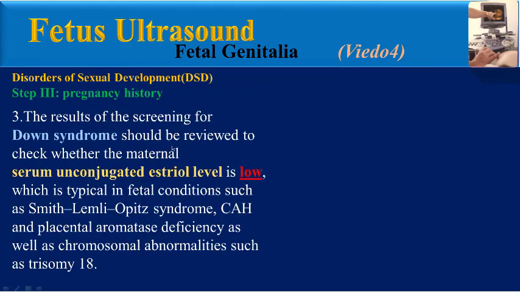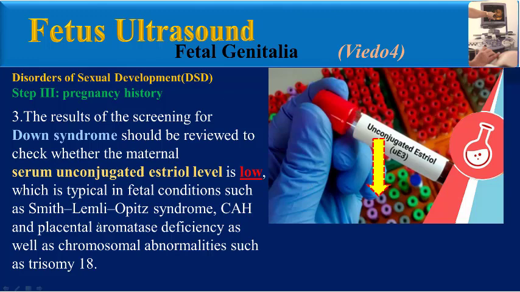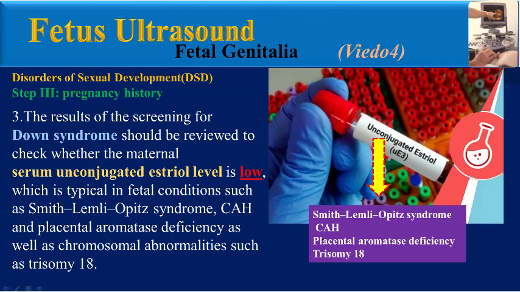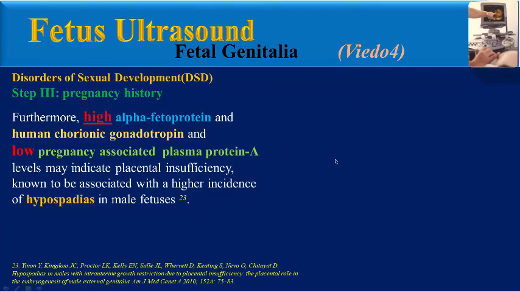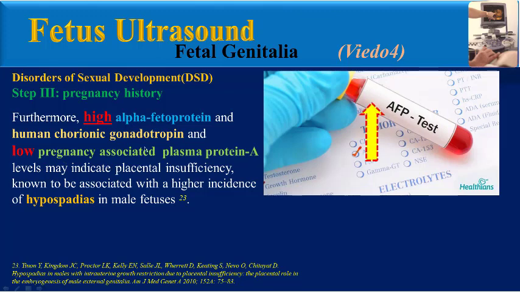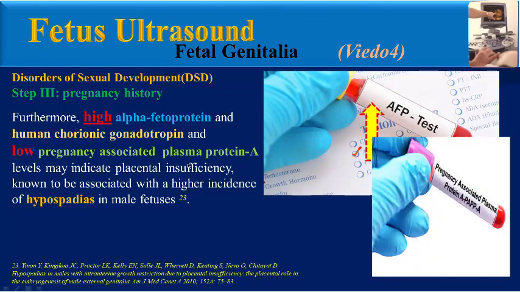The results of the screening for Down syndrome should be reviewed to check whether the maternal serum unconjugated estriol level is low, which is typical in fetal conditions such as Smith-Lemli-Opitz syndrome, congenital adrenal hyperplasia, placental aromatase deficiency, and also trisomy 18. Furthermore, high alpha-fetoprotein and human chorionic gonadotropin and low pregnancy-associated plasma protein A, or PAPP-A, levels may indicate placental insufficiency, known to be associated with a higher incidence of hypospadias in male fetuses.